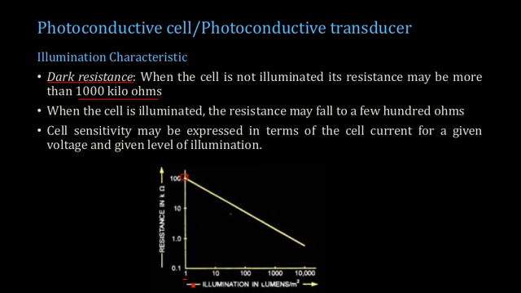Here we have 1 lumen per meter square, and the resistance has reduced. Earlier it was a very high value, then it has reduced to this value. With the increase in illumination, the resistance falls to lower values. So you can see that the resistance is directly related to the level of illumination, so that your current can be adjusted by controlling the illumination.